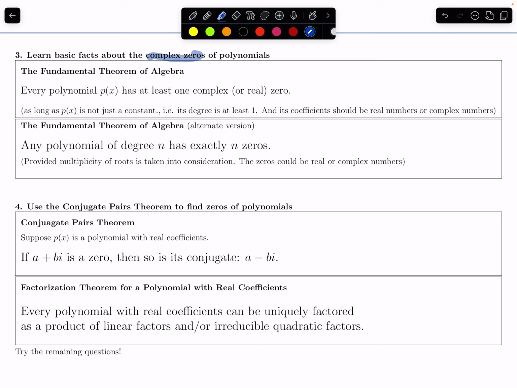First of all, what's a complex zero? A complex zero is a zero that's a complex number. And a complex number has a form like this, a plus bi. So in other words, it's got this i portion, right? Where i is defined as the square root of -1.